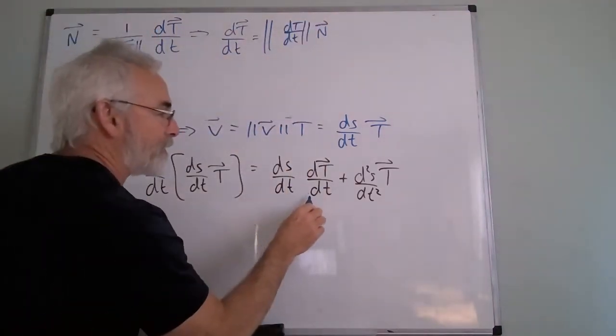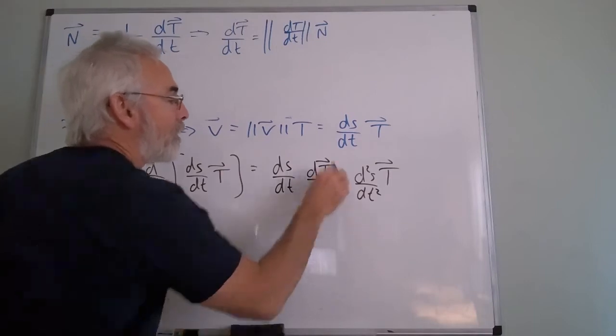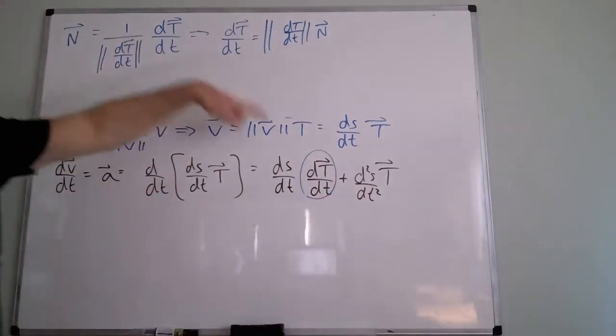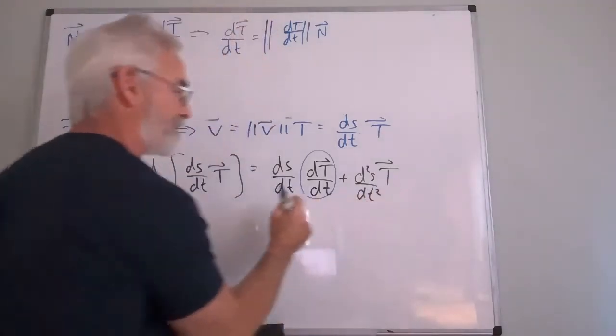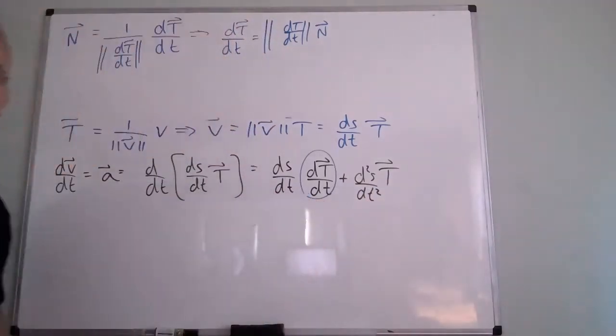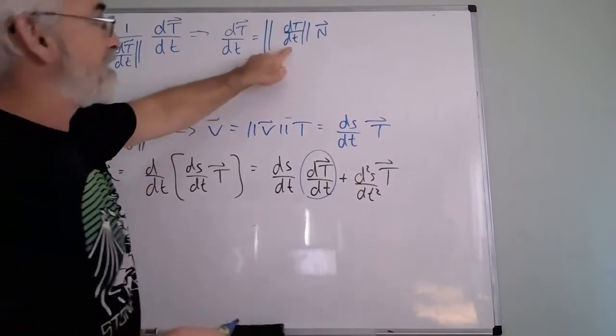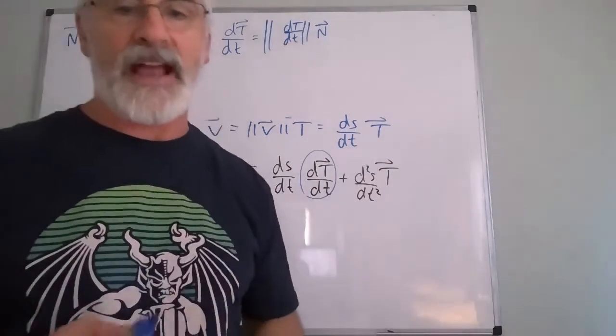Now, why is that important? Because I can insert that right here. And now what we'd have is a number times the unit tangent and another number times the unit normal. Now we're not done, but this is where we're going from here. So that's the first piece of the puzzle. So now the next piece is, what is that quantity exactly?